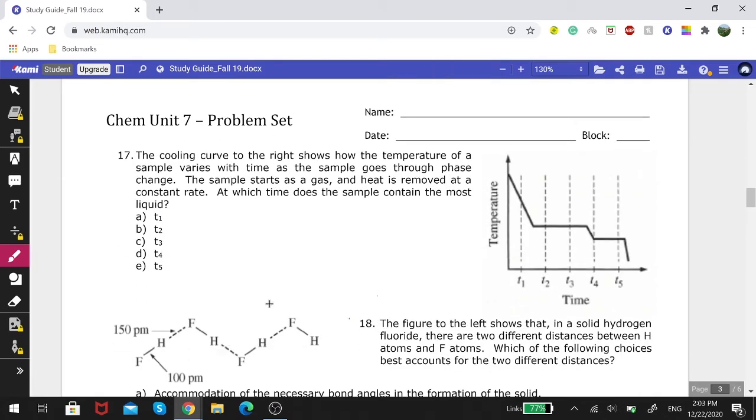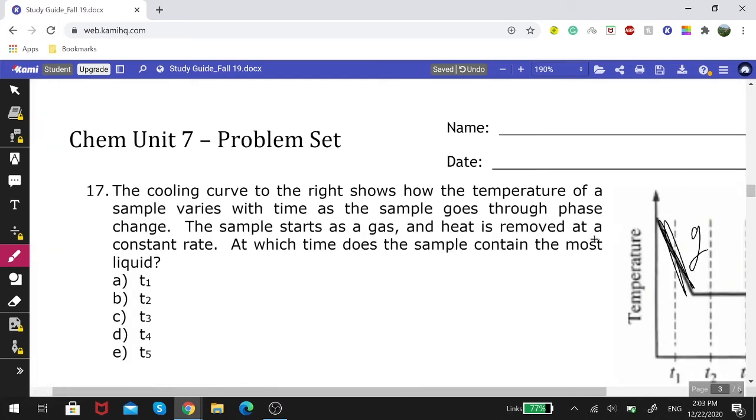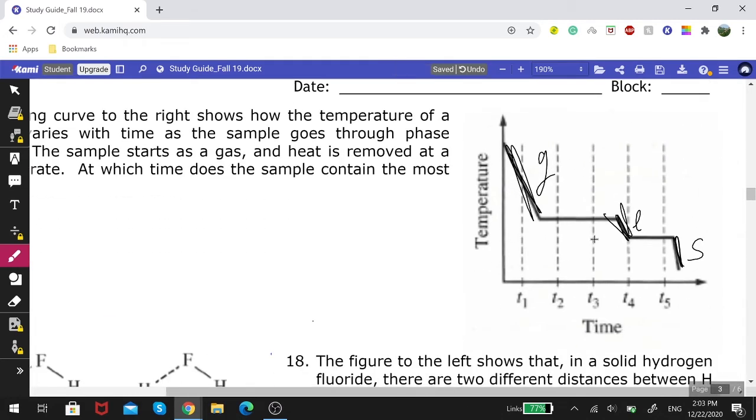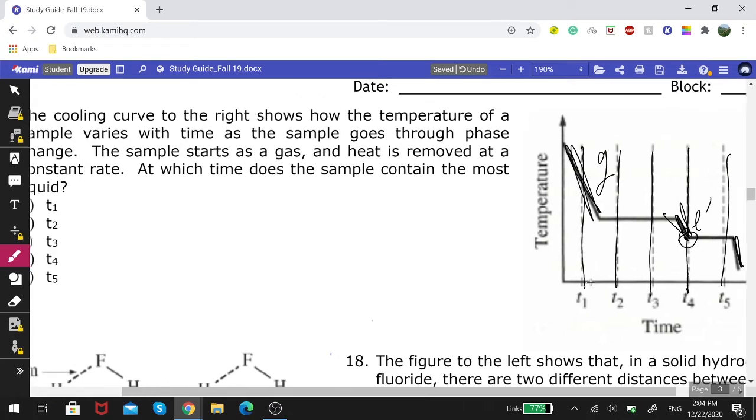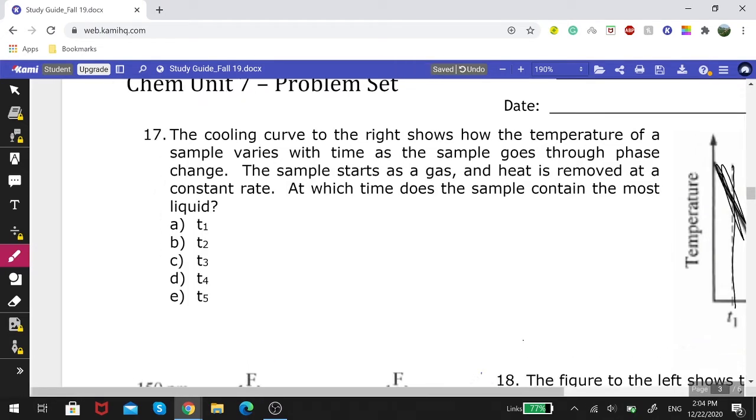And number 17. The cooling curve to the right shows how the temperature of a sample varies with time. At what time does the sample contain the most liquid? So this line is solid, this line is liquid, this line is gas. So which line contains the most liquid? T1 is over here, T2 is over here, T3 is over here, T4, and T5. So obviously this point is where the most liquid is. So our answer is T4.